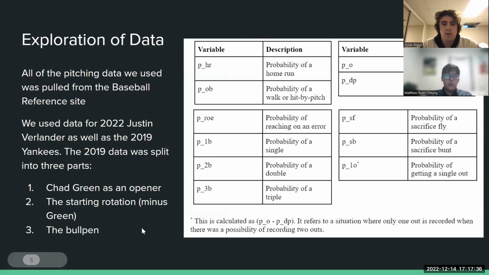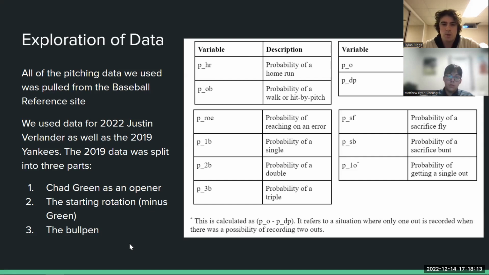So next, we had to get the data that we would use, and we pulled all of our data from the Baseball Reference site. First, we looked at data from the 2022 season with Justin Verlander. We used that data just to test our model and make sure everything was running well. Next, we took data from the 2019 Yankees season, where Chad Green was used as an opener many times, so we thought it would give us the best look at the data for a pitcher that was used as an opener. We also took data from Chad Green only when he was used as an opener, then the starting rotation when it wasn't Chad Green, and then the bullpen from the Yankees as well.